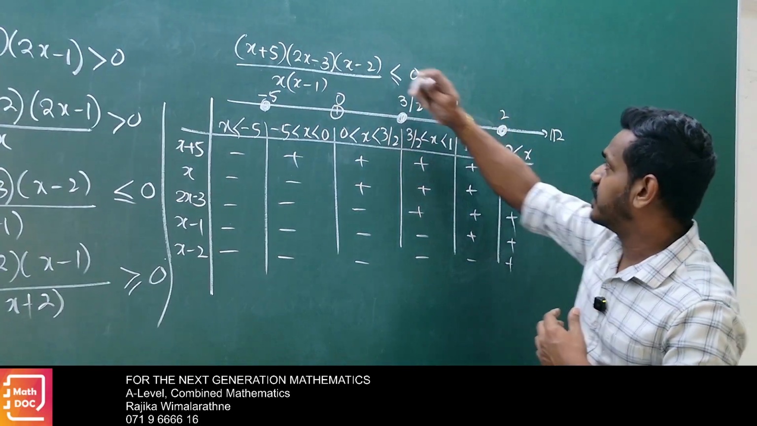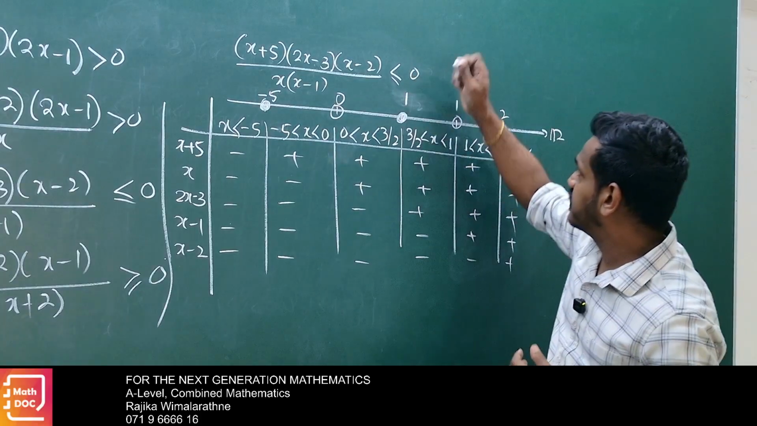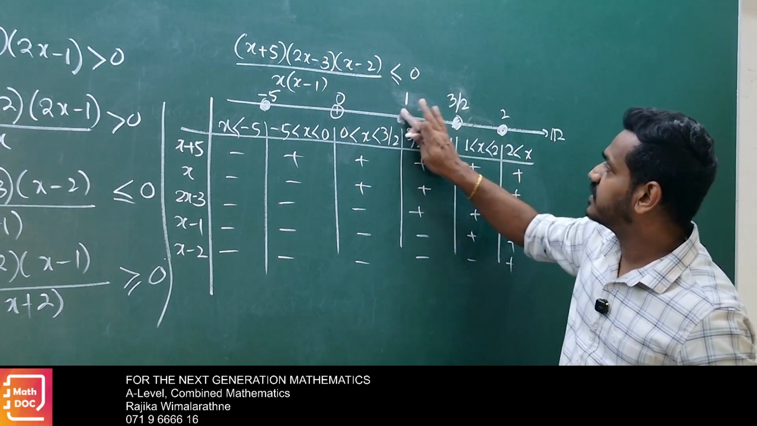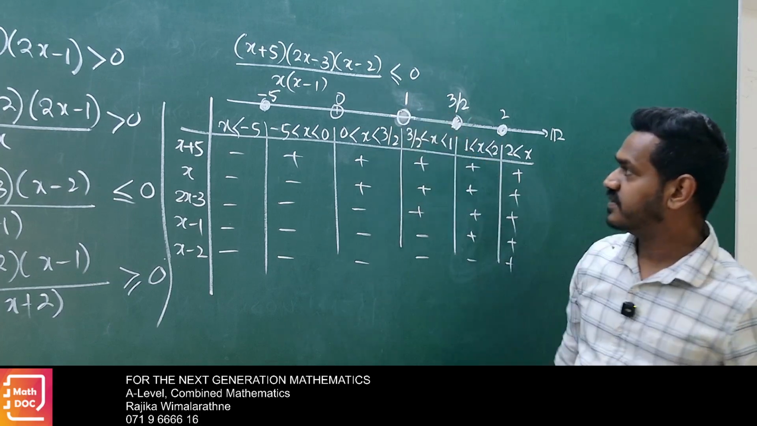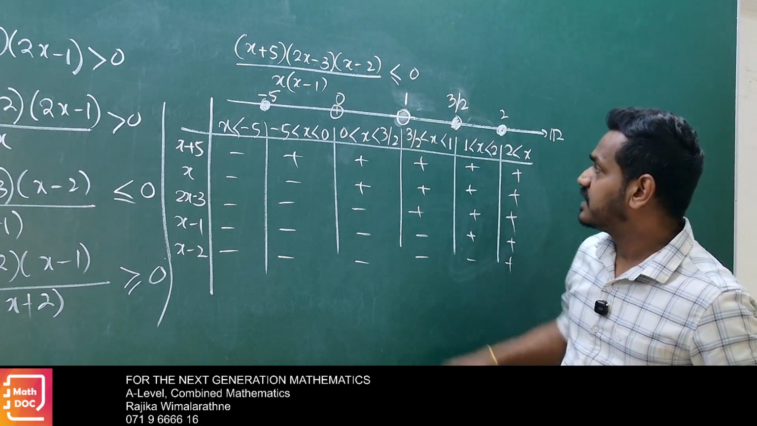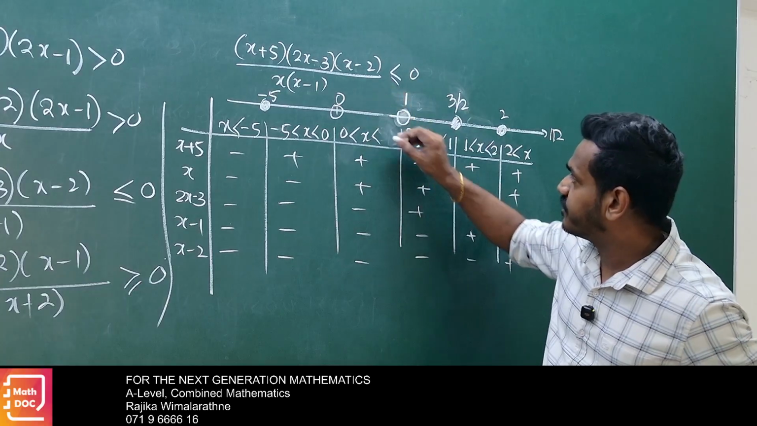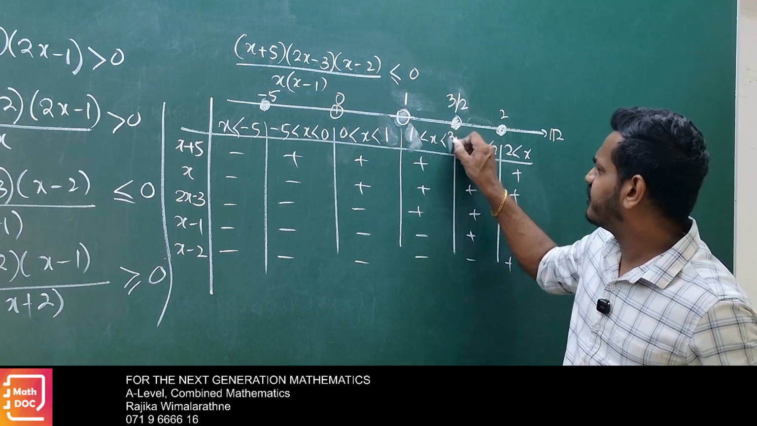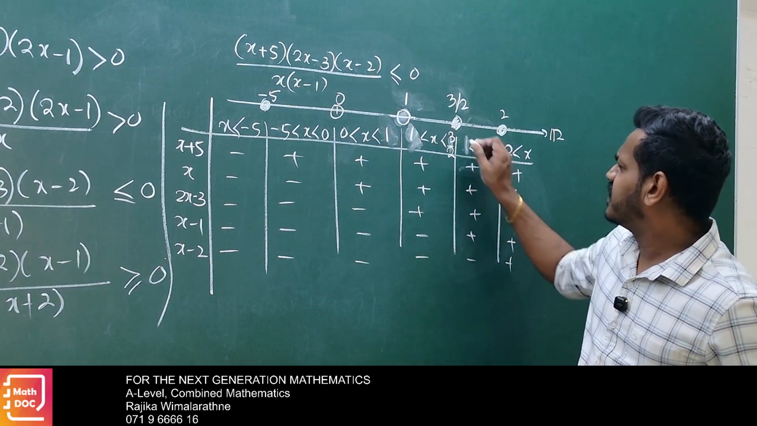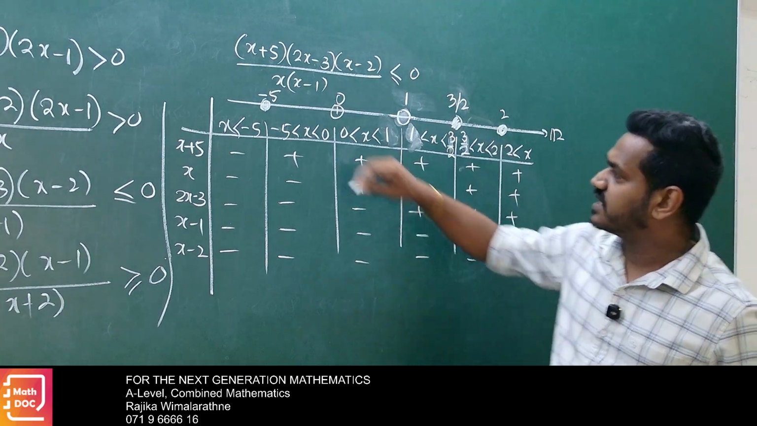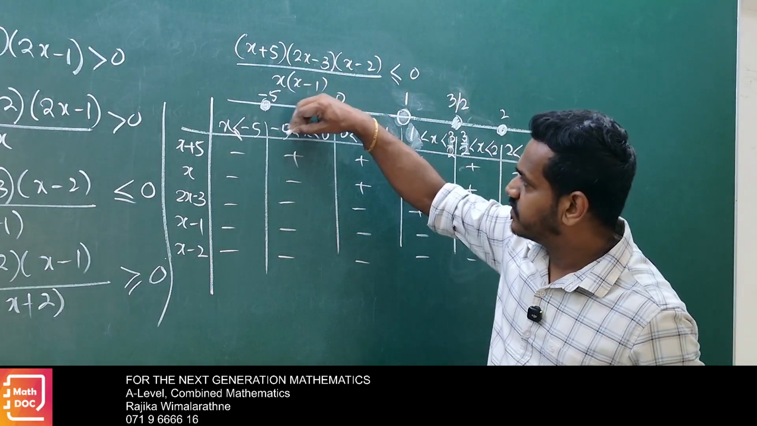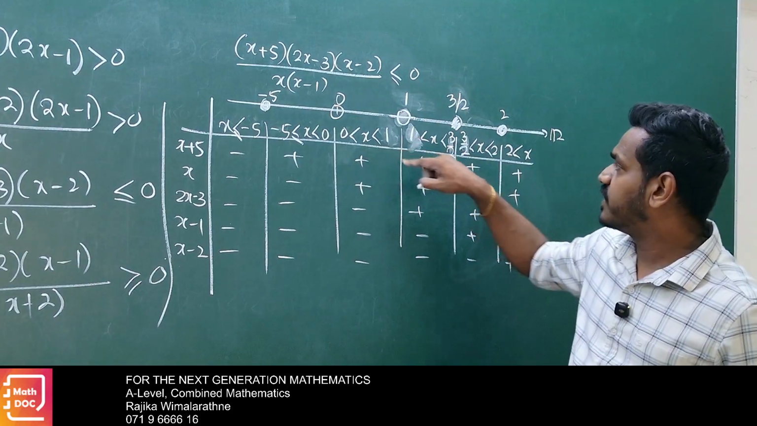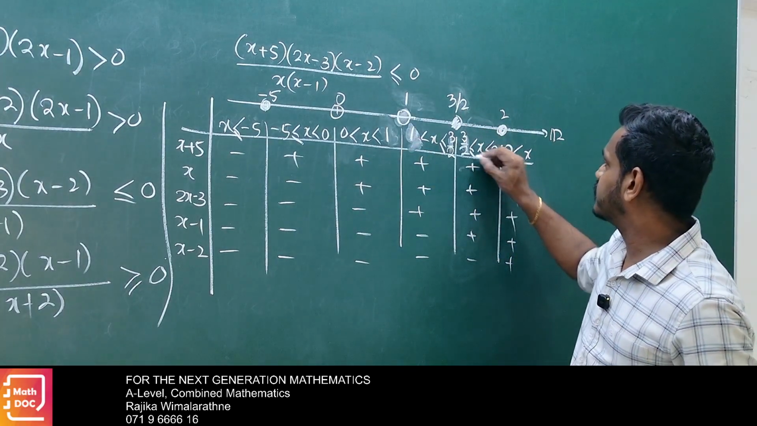Here 3 over 2, 1. Here 1. Here 3 over 2. Here equality. Here not equal. Okay, then here 0 to 1, 1 to 3 over 2. Here 3 over 2. Then equality for minus 5. Equality for 0, 1, no equality, 3 over 2, 3 over 2.